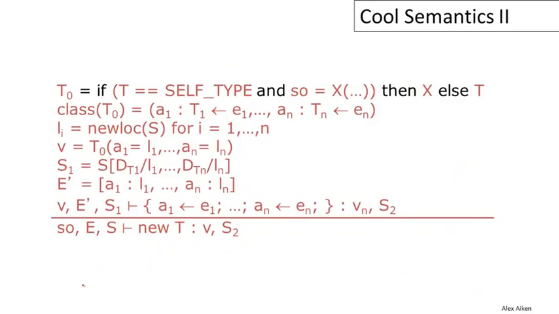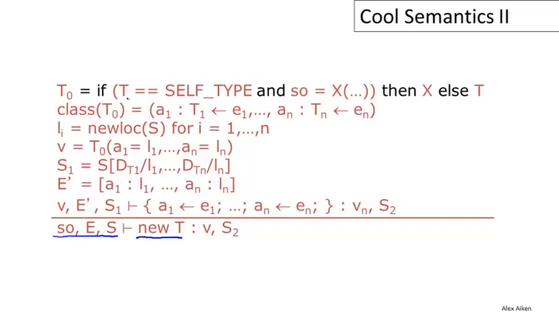At this point, we're ready to actually define the formal semantics of new T. And let me switch colors here. So we're going to be allocating a new object of type T, and it's going to be in a context with self-object S0, environment E, and store S. And the first thing we have to do is we have to figure out what kind of object it is that we're actually going to allocate.